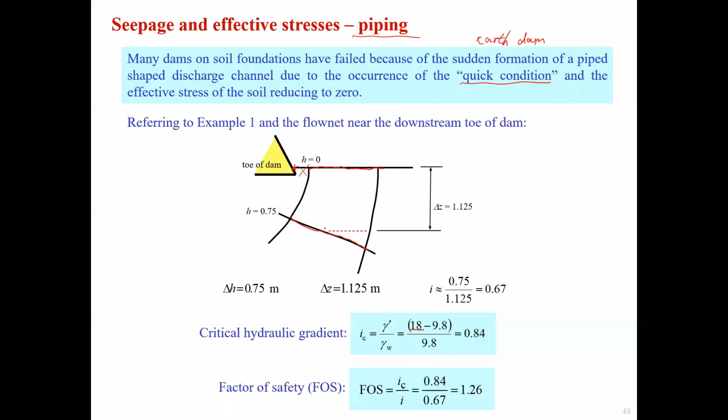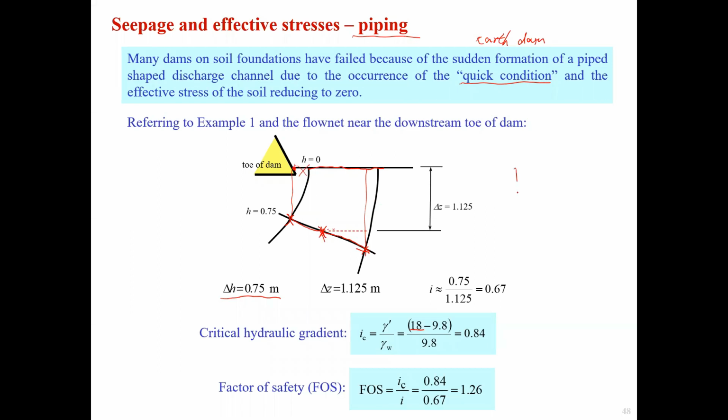So the head difference, delta H, is 0.75 meter. And the vertical distance, delta Z, equals 1.125 meter. Here, for this vertical distance, we just roughly take an average of the vertical distance from here to here and from here to here. So we roughly take an average. That would be the average of the whole block.